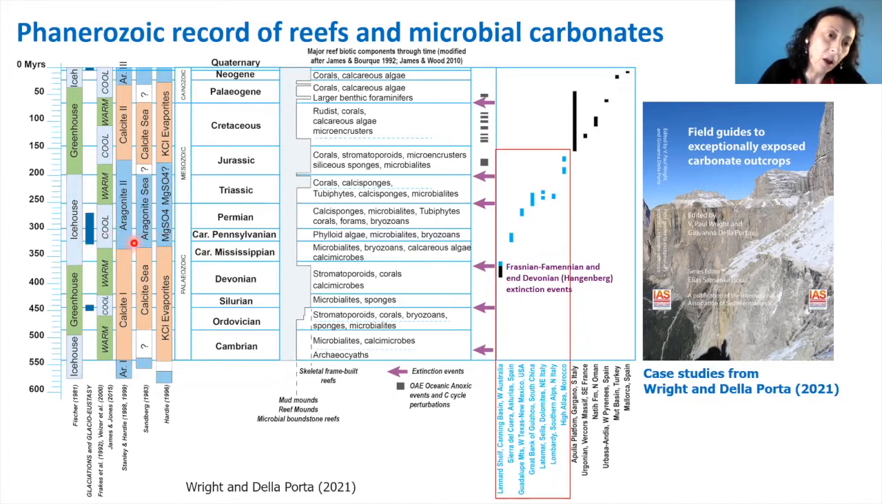You see also that these case studies that I'm showing are linked with the intervals of alternation of calcite and aragonite sea, and actually fit mostly with the aragonite sea period between the late Palaeozoic and the early Mesozoic.